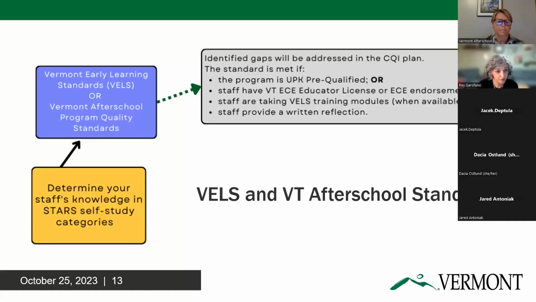So for example, for the Vermont After School Program Quality Standards, you want to look at your staff's knowledge and determine, have your staff taken any trainings in the Vermont After School Program Quality Standards, or can they provide a written reflection of what they know about them? If the answer is yes, you determine they have the knowledge, then you can provide evidence of that knowledge and include that in your plan when you submit your application. If you identify that they have not met those standards, you can choose this one thing as a gap and include it in your CQI plan to work on having your staff gain that knowledge.